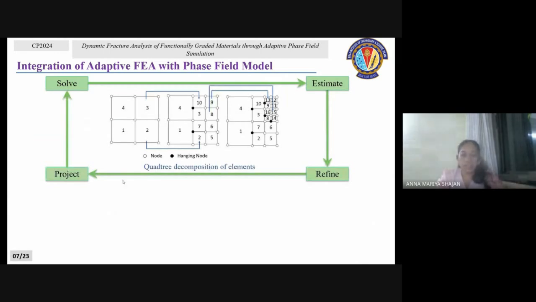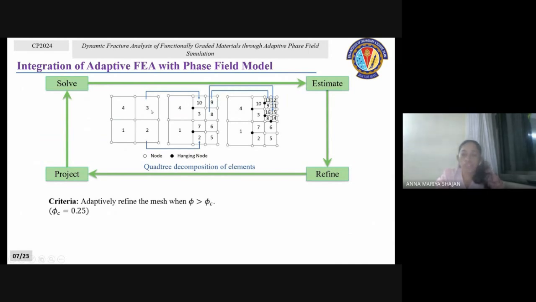So, I will explain what exactly this is. Suppose we are having a coarser mesh having four elements. First, we will solve the momentum equation and the phase field evolution equation, and we will estimate the value of the phase field variable at each element, and we will compare with the criteria. The criteria is if the phase field value that we have obtained at each element is greater than the threshold value, we will divide or refine that element into child elements, meaning here we will be having a quadri decomposition, meaning each parent element is divided into four child elements.